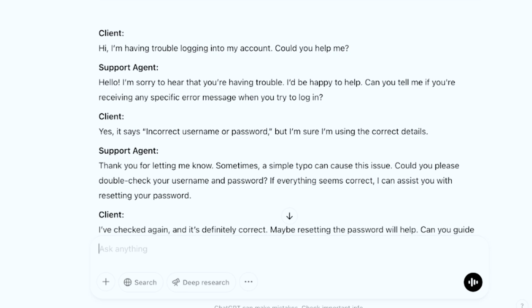Different dialogues. Hello, I'm sorry to hear that you're having trouble. I'd be happy to help. Can you tell me if you're receiving any specific error message when you try to log in? So on and so forth.